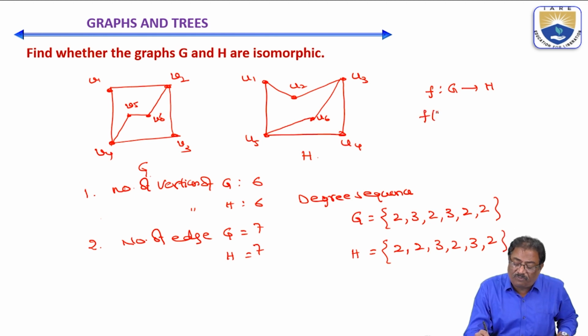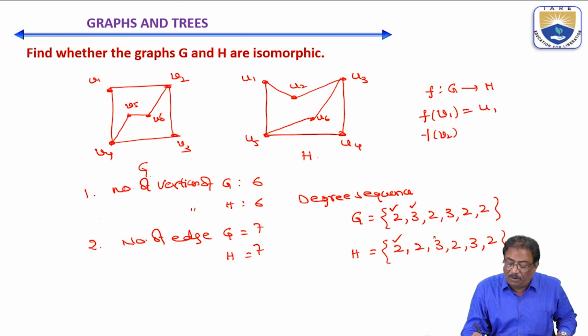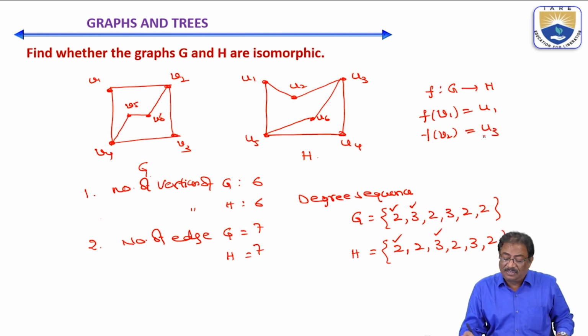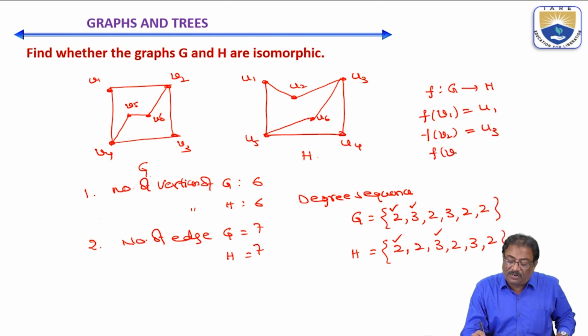What is F of V1? F of V1 is equal to U1. And F of V2 is 3, so I am considering it mapped to the U3 vertex. Then F of V3, the third vertex, is mapped to 2. And F of V4 is 3, and it is nothing but U5, and this is U2.